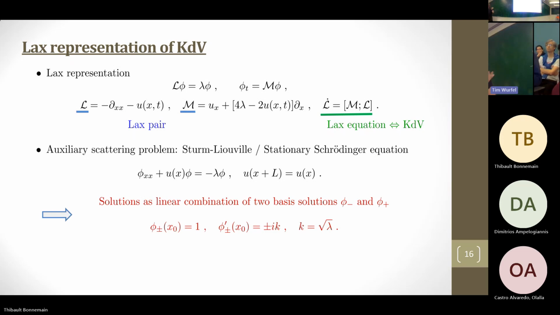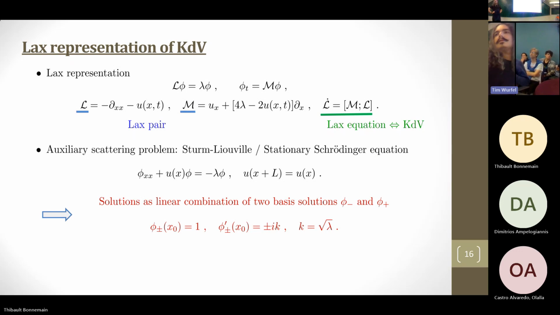But first, I need to say that it's often convenient to write the solution of this kind of equation as a linear combination of two basis solutions, phi plus and phi minus, that I fix by fixing the value at x naught. So this Lax representation means that when this phi evolves in time, it stays in this eigenspace of L.